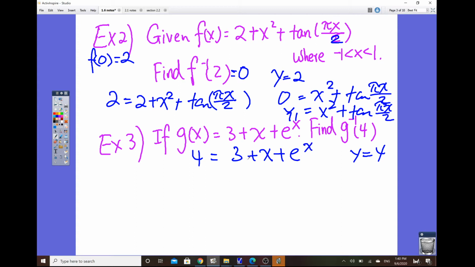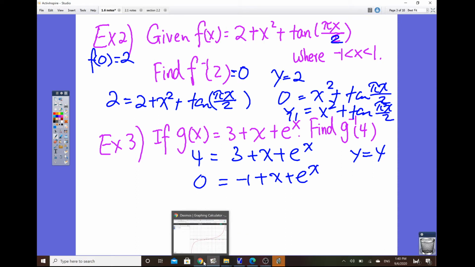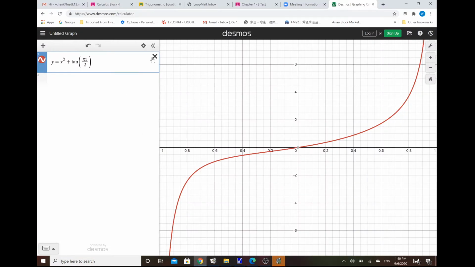Before you solve for x, you want to bring everything together to one side, so subtract 4 from both sides. We have 0 equals 3 minus 4, which is -1, plus x plus e to the power of x. Again, try to use decimal for this and then find the x-intercept. I'm going to show you how to do that on the TI-84 in a minute, but let's do it with the decimal first.